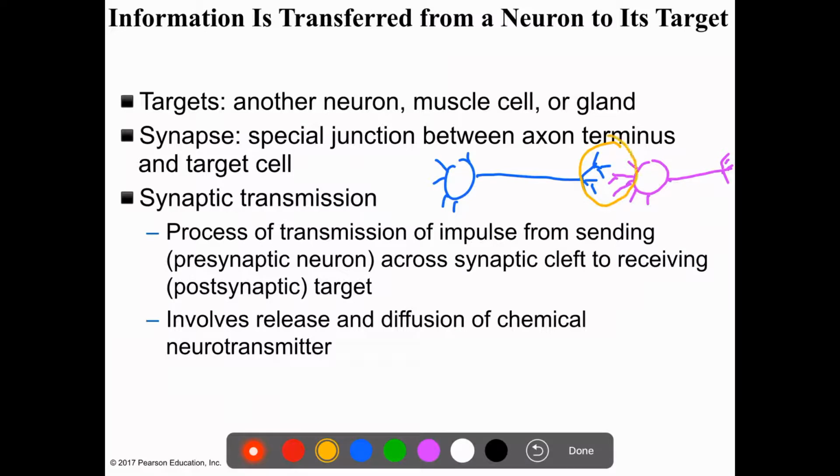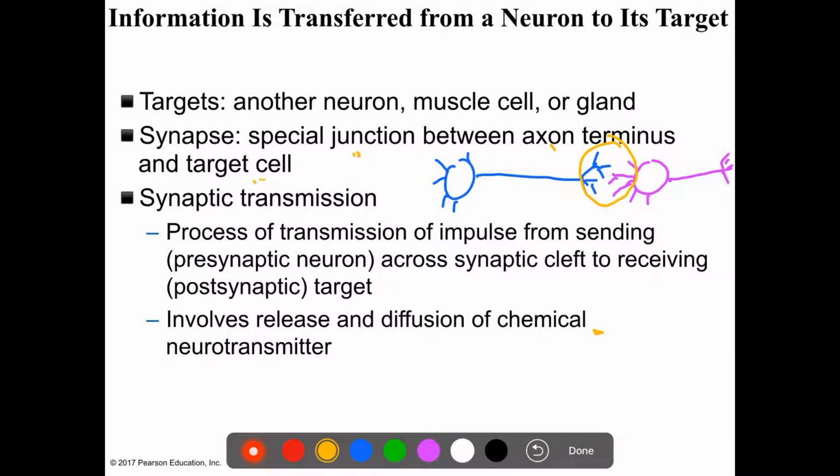So this is the synapse. So this is the junction between the axon terminals and the target cell. Could be a muscle, could be a gland. Now the transmission through the synapse is a complicated process that involves release and diffusion of chemical neurotransmitters, and that is what we are going to talk about.